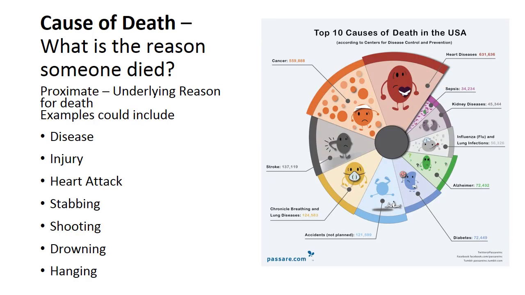Cause of death is the reason someone died. So there's many more causes of death than manners of death. And then we've got approximate causes of death, which are underlying reasons. So causes of death would be diseases, injuries, heart attacks, stabbing, shooting, drowning, hanging. All of those things would be the reason that somebody died.